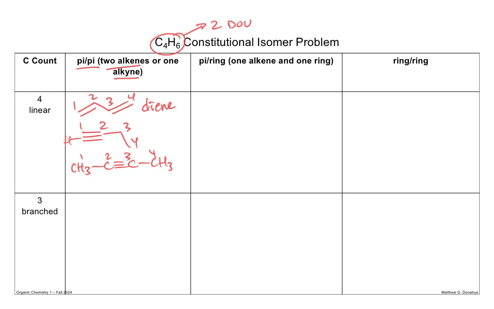So what about, when I say linear for a ring, I'm taking 4 carbons and making that size ring. So that's a degree of unsaturation. Now, if I have to add a second one, I would just put a pi bond in there. So this would be called a cyclobutene.